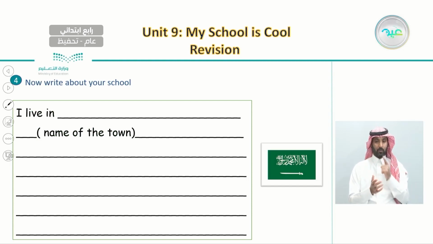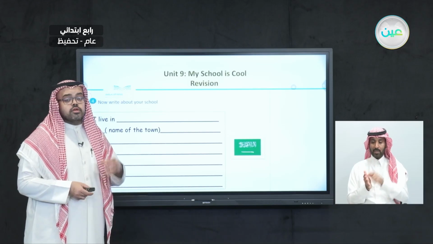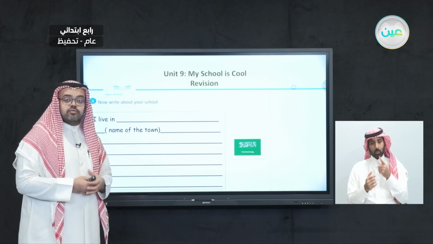So just think of your school. Starts, of course, with saying where you live. Maybe you live in a town, or maybe you live in a big city like Riyadh or Jeddah. Here, what you need to do is mention the name of the place you live in. And after this, you can mention what you have in school.